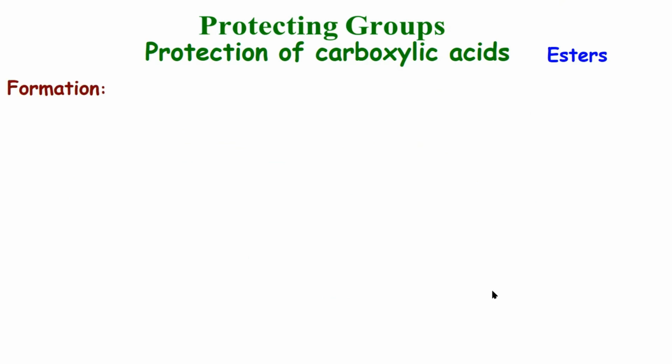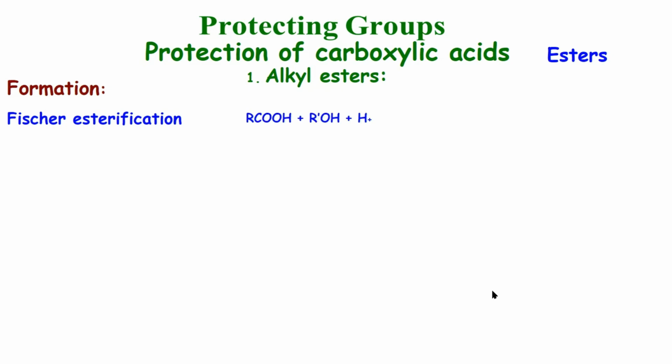Esters are formed by many methods. The esters are generally alkyl esters. One of the foremost methods of preparation of alkyl esters is Fischer's esterification. It involves the reaction of the carboxylic acid with alcohol in the presence of an aqueous acid like concentrated HCl or H2SO4 and so on and so forth.